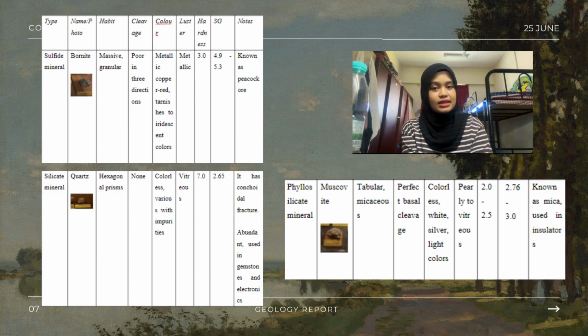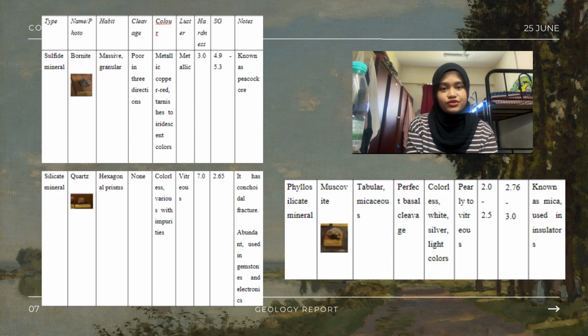Next, we have quartz, a silicate mineral. The habit is hexagonal prisms, the cleavage is none, and the color is colorless but can vary with impurities. The luster is vitreous, hardness is 7.0, specific gravity is 2.65, and quartz has a conchoidal fracture and is abundant, often used in gemstones. Now, let's look at muscovite, a phyllosilicate mineral.